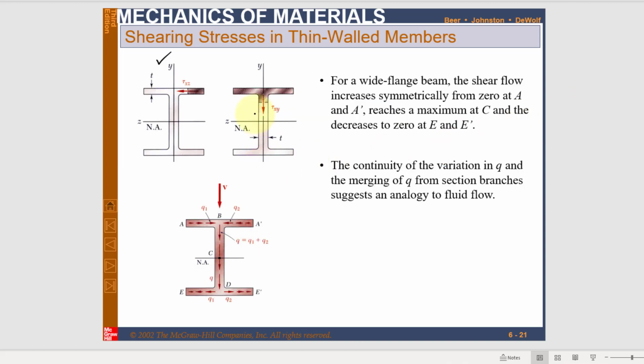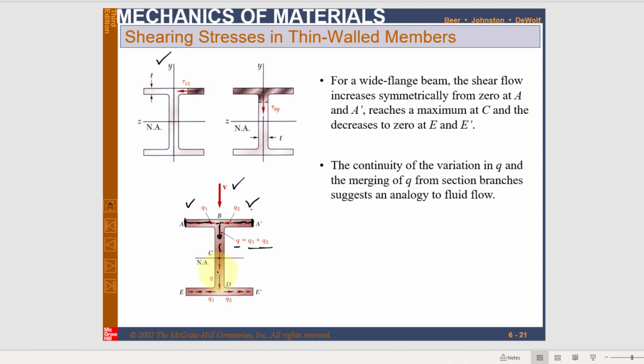Now in a thin wall section it is completely different. This is a thin wall section, and it is subjected to shear force. When you apply shear force, the shear flow will start from this position, A and A dash, and move toward point B, where it will move down toward point C. Let Q1 be the shear flow from A to B, and Q2 the shear flow from A dash to B, and they meet at point B. The total flow will be Q1 plus Q2, and that will be maximum toward the neutral axis.